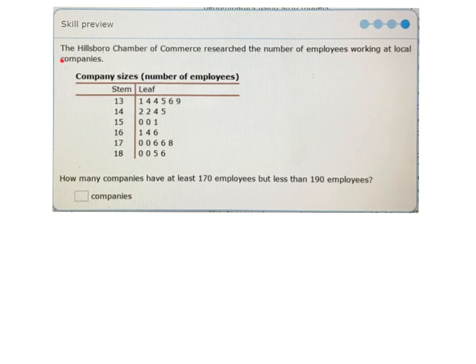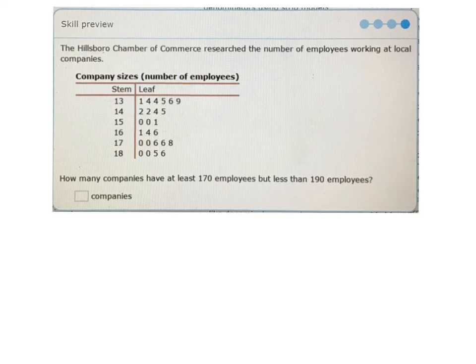Last example says, the Hillsborough Chamber of Commerce researched the number of employees working at local companies. So company sizes, number of employees. This is a big one. So we have 131, 139, 142, etc., 186, etc. How many companies have at least 107 employees, but less than 190? Well, 190 isn't even on here, so we're just going to find 170.